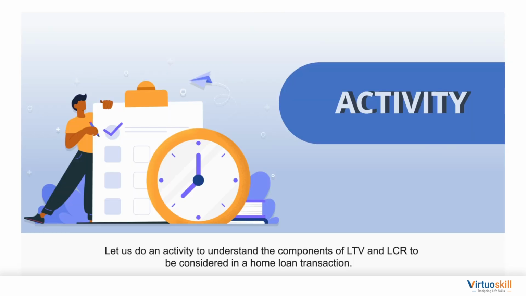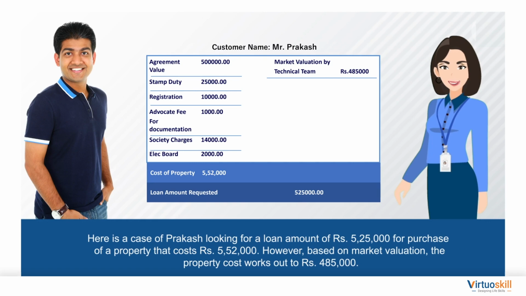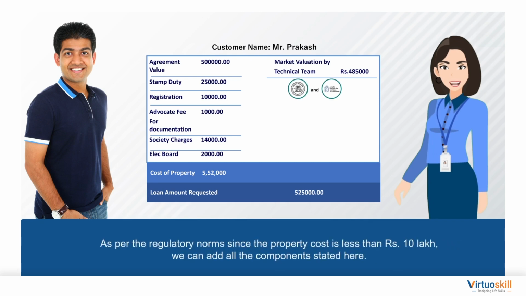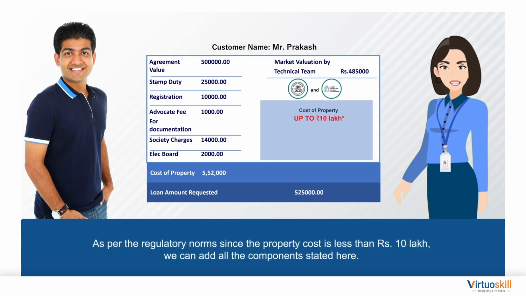Let us do an activity to understand the components of LTV and LCR to be considered in a home loan transaction. Here is a case of Prakash looking for a loan amount of Rs 5,25,000 for purchase of a property that costs Rs 5,52,000. However, based on market valuation, the property cost works out to Rs 4,85,000. Let us work out the loan to cost ratio LCR and loan to value LTV. As per the regulatory norms, since the property cost is less than Rs 10 lakh, we can add all the components stated here.